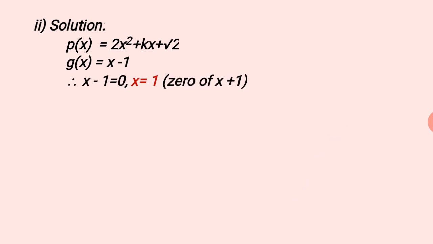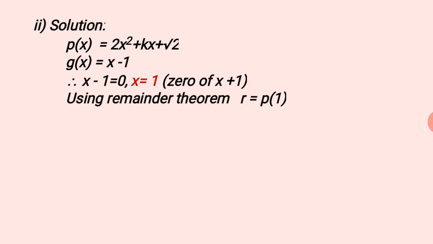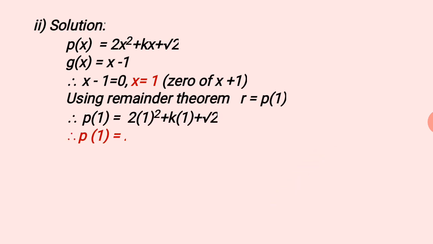Now, one more question. P of x, g of x is noted and g of x equated to 0 to get x equal to 1. First, we are going to find out the remainder. So, we are going to substitute x equal to 1 and that will be your remainder. And remainder in this case is 2 plus k plus root 2. You cannot add 2 and root 2 children. So, you will keep it as it is.